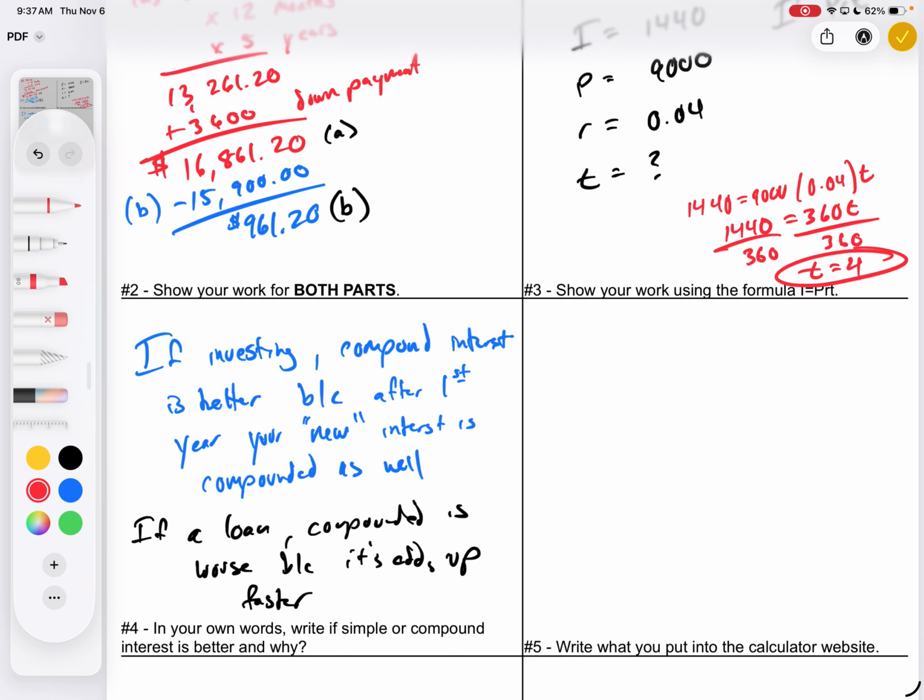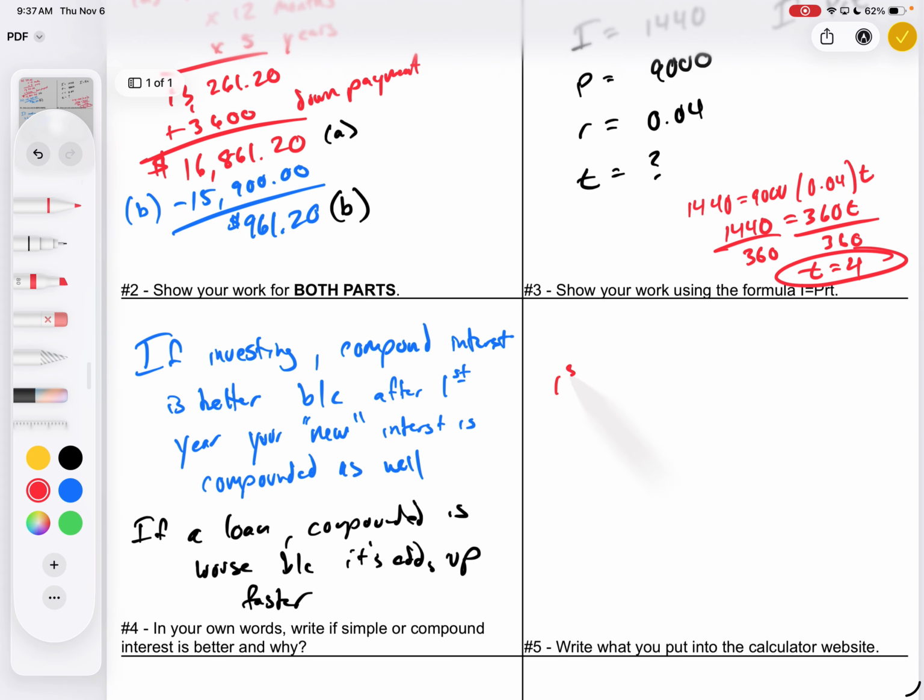Like in simple interest, you always go back to the principal. We'll see that when we do the problem, but you only compound on your principal. With compounded interest, you compound your principal plus your interest. So then the second year would be your principal plus your interest plus your interest. If it's a loan, the black part down there, you definitely don't have to write that. Just write something that tells me that you understand that compounding means that you're compounding your principal plus your interest, as opposed to simple, where you're just compounding your principal. But if it's a loan, compounding is worse because it makes the interest add up faster.